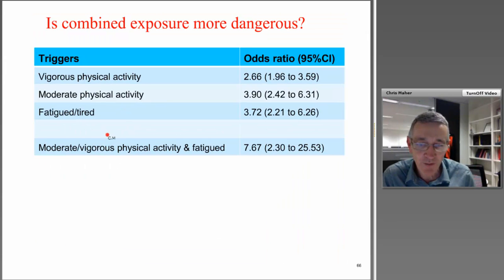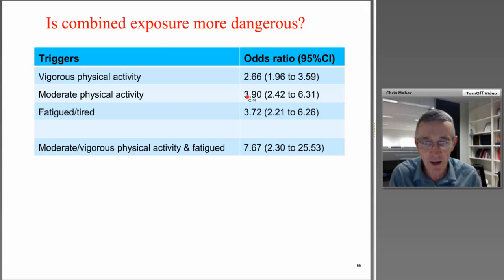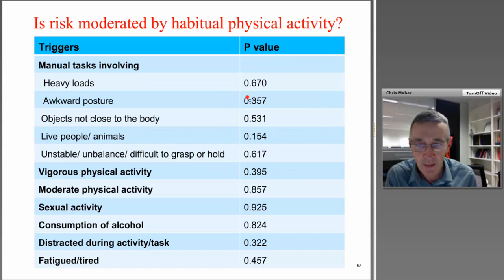We wanted to look at whether exposure to more than one trigger increased your risk, and what we found was that it was actually true. These are individual odds ratios for those 3 triggers. If you combine them together, you get an odds ratio that's bigger than those individually. So exposure to more than one trigger is more dangerous than exposure to just one trigger.